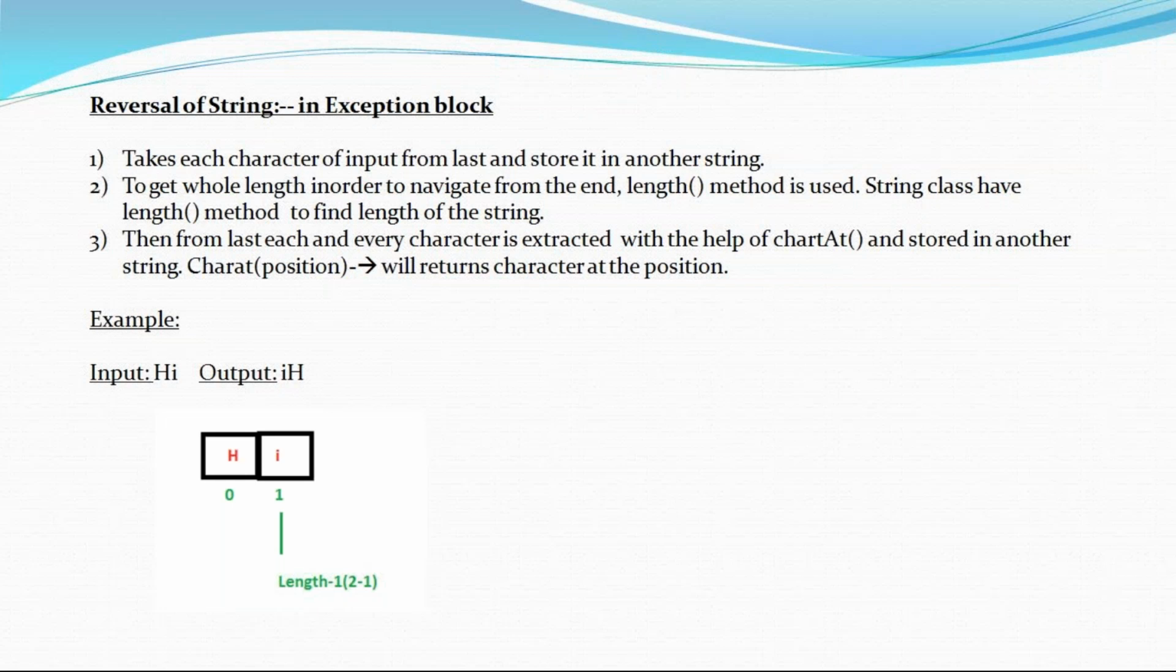Then from the last, each and every character is extracted with the help of the charAt method and stored to a string. charAt of a position will give the character available at that position. Another thing we need to know is that indexing starts from 0 in Java. For example, consider reversing "HI" to "IH". The position of H will be 0 and I will be 1. So length will give a result of 2, and 2 minus 1 will traverse to the position of I.